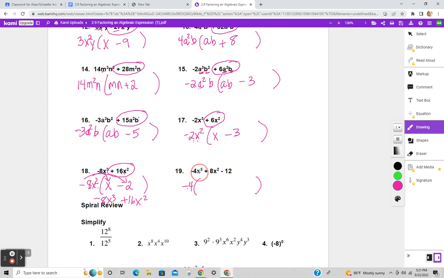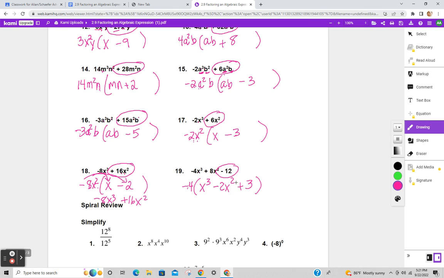So negative 4 times what will give us negative 4x cubed? Well, that'll be x cubed. Negative 4 times what will give us plus 8x squared? It's going to be negative 2x squared. And negative 4 times what will give us minus 12? That's going to have to be plus 3.